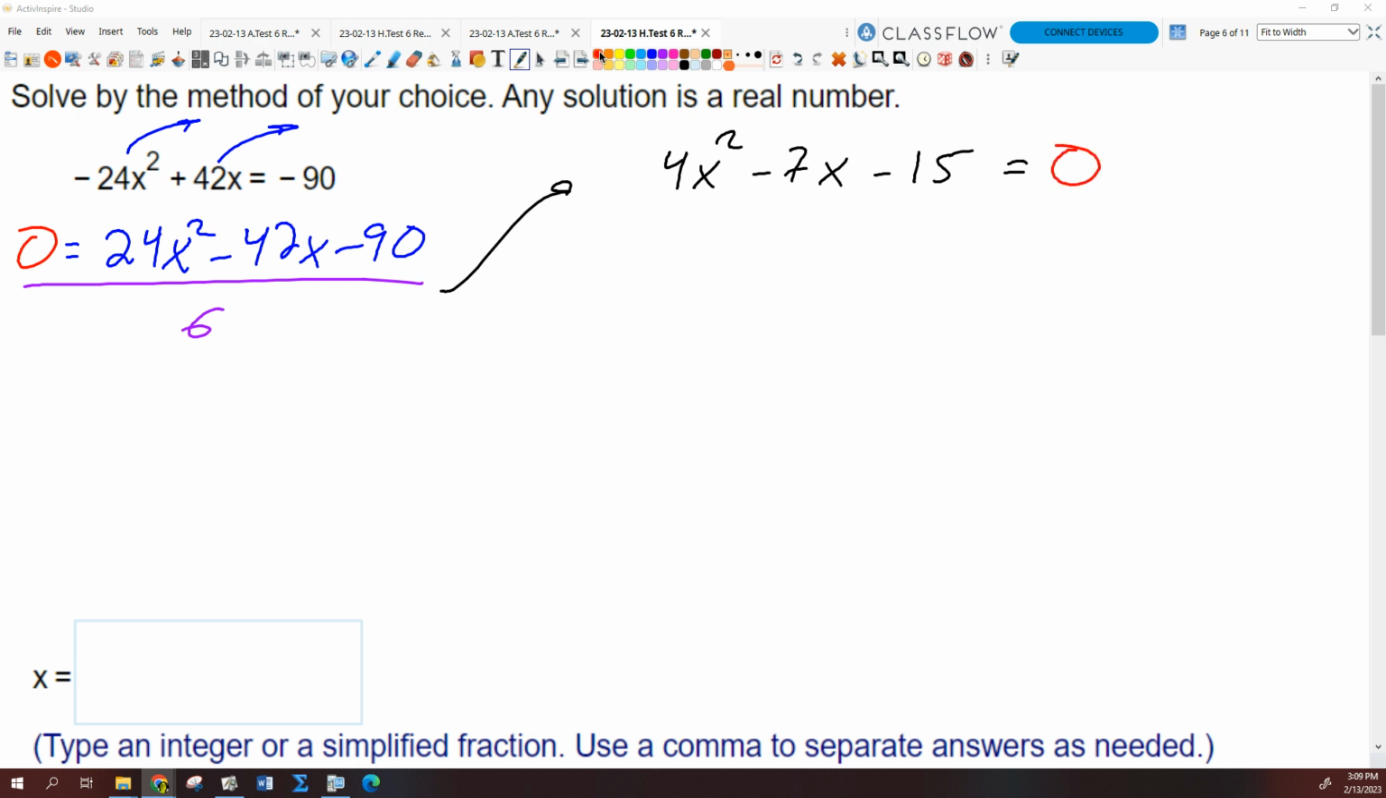Okay, now we've got a quadratic equation in standard form. How would we solve this? You certainly can. That's fine. You could do quadratic formula. That's no big deal. Is there another thing you could do?